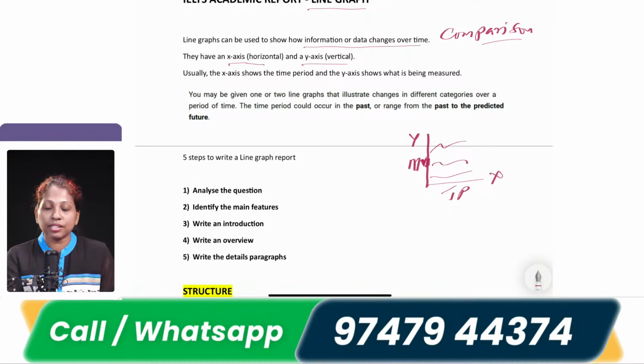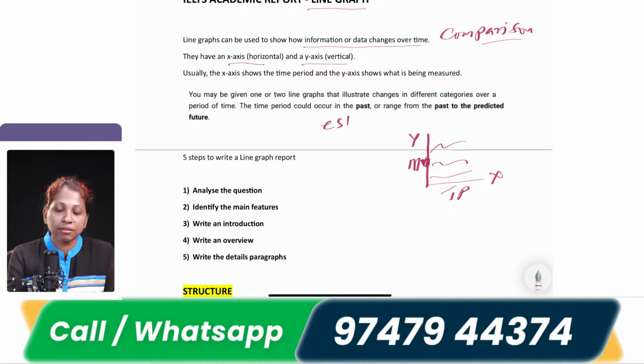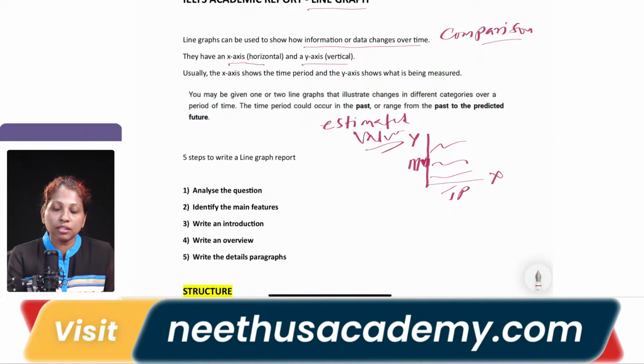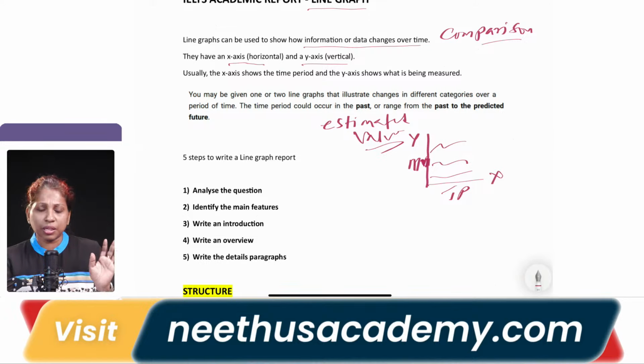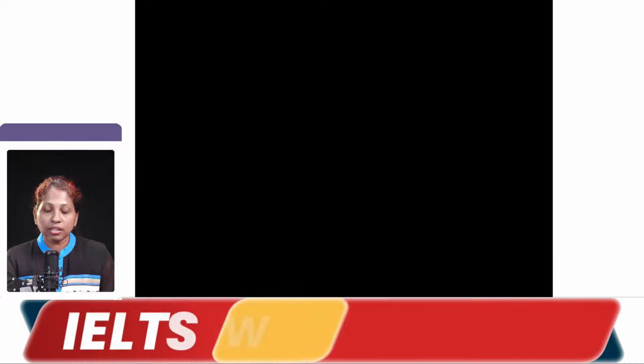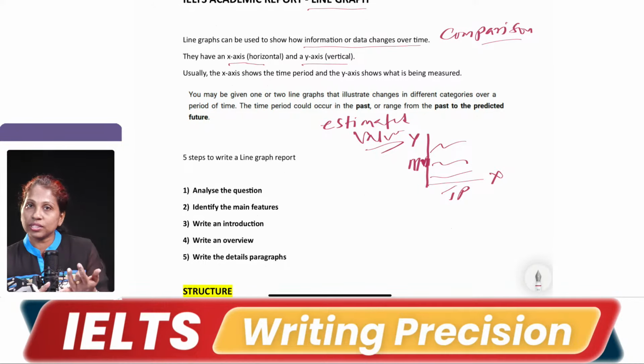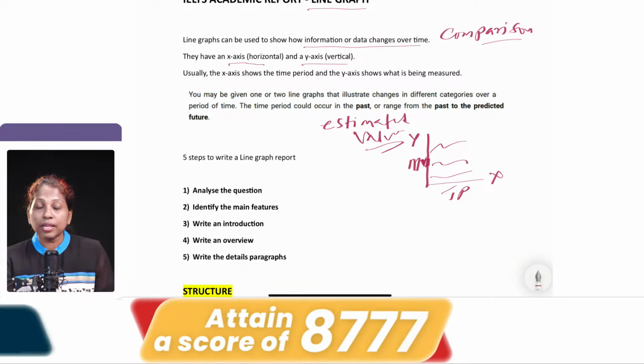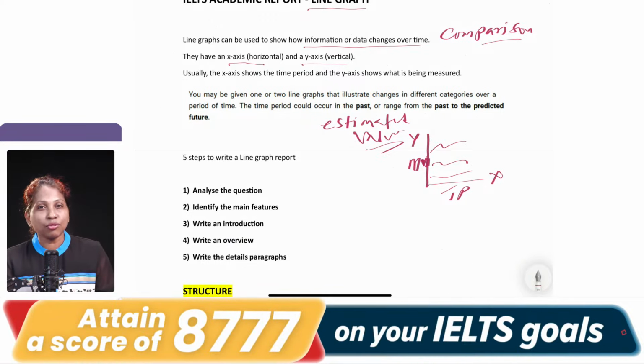So an estimate, we can say, sometimes it can be an estimated value, which is the future, rather than something which already happened in the past. So this is the basic about a line graph. The other basic things remain the same, like I told: the time taken is 20 minutes and 150 words.